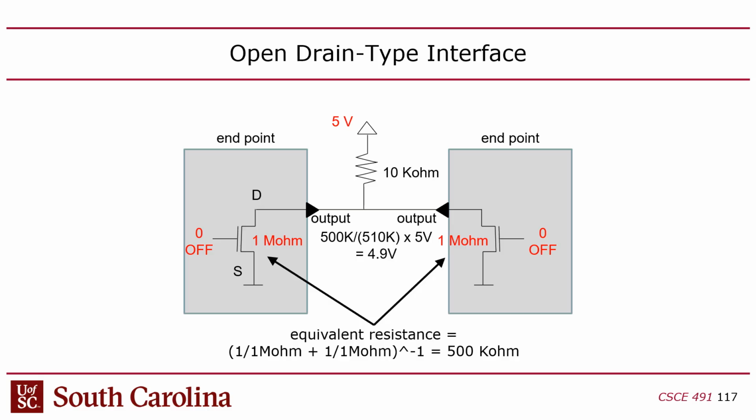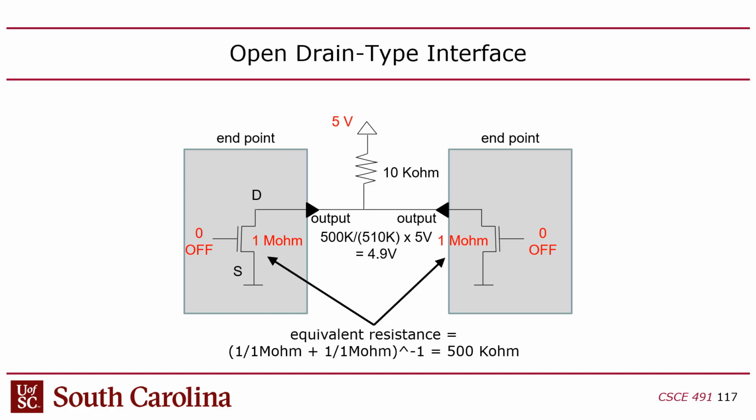So as cool as this is, it's not super scalable because once I have 100 things on this bus, it's going to start to get a little dicey, right? But in this case, it's okay because my equivalent resistance when these guys are off is 500 kilohms. And that's assuming no one's sending anything out on the bus, right?